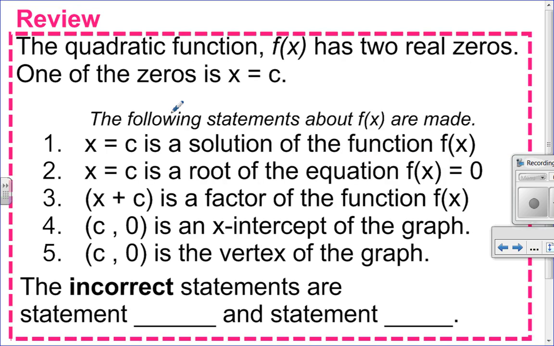Let's look at this one here. So we have a quadratic f of x, and it has 2 real zeros. One of the zeros is x equal to c. So we have 5 statements made. 2 of them are incorrect. We have to find out which ones are incorrect.